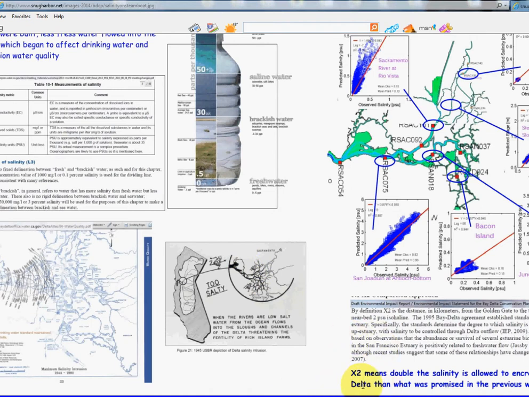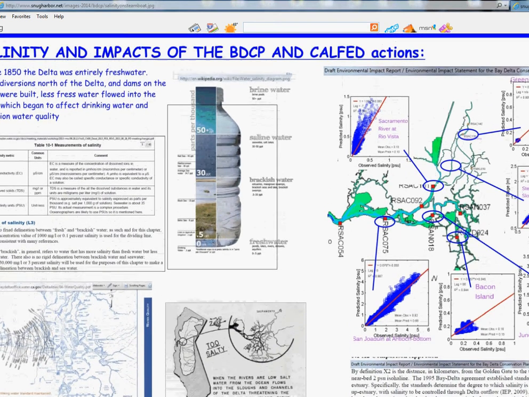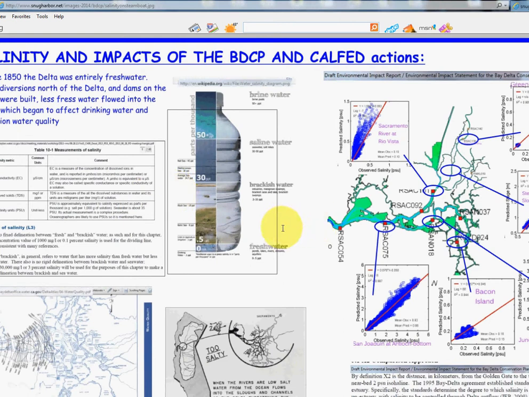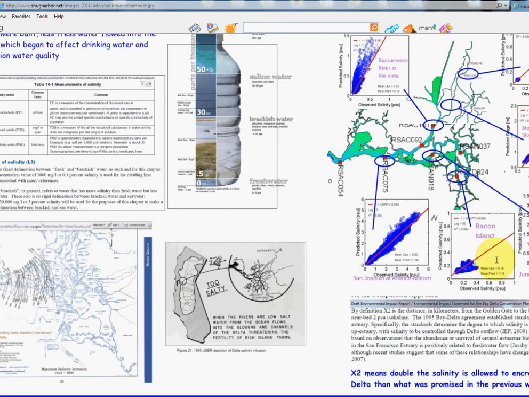You hear about X2. X2 means double the salinity is allowed to encroach into the Delta than what was promised in the previous water plans. So that's one of the definitions that I read, and I thought that was interesting. Also, X2 is like the bottom of the waterway, the salinity level. It says, let's see, what is that? By definition, X2 is the distance in kilometers from the Golden Gate to the tidally averaged near-bed 2 PSU isohaline. That is a measure for the salinity, and they do it at the bottom of the bed.